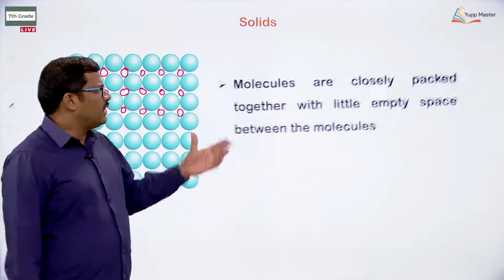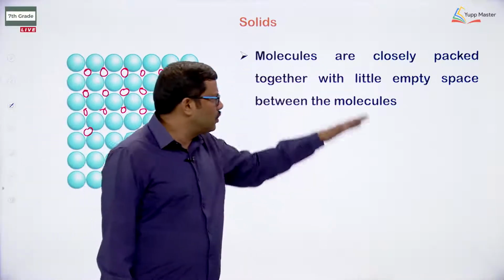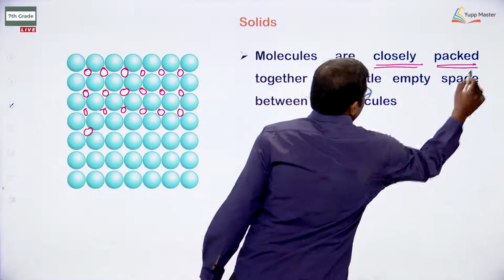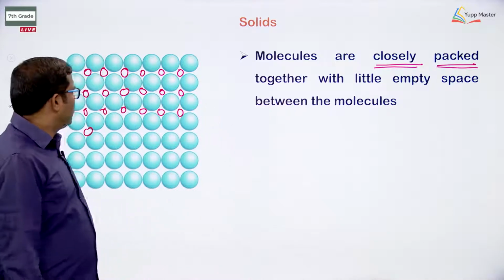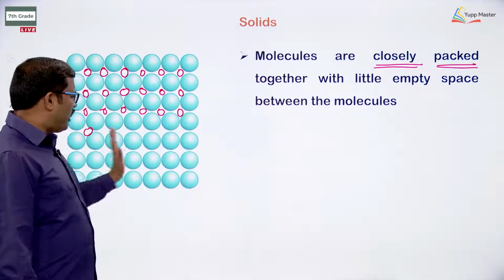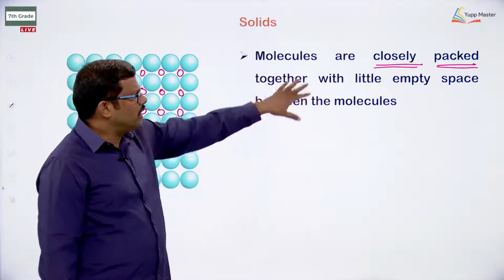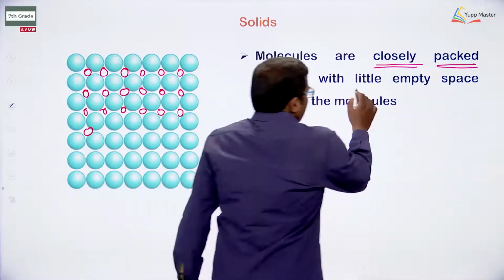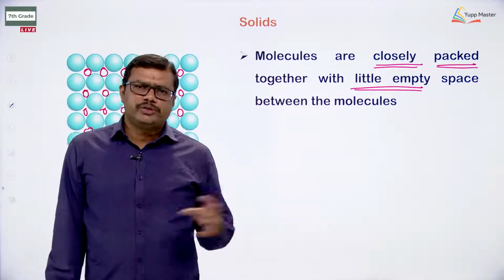So, in the case of solids, what is going to happen? The molecules are closely packed together. Packing will be very close in the case of solids. You can see here the packing is very close. So, all the molecules or all the particles of the solid are arranged in an ordered fashion, that too in a closely packed manner, and because of the close packing, can we expect a large amount of empty space within the particles?